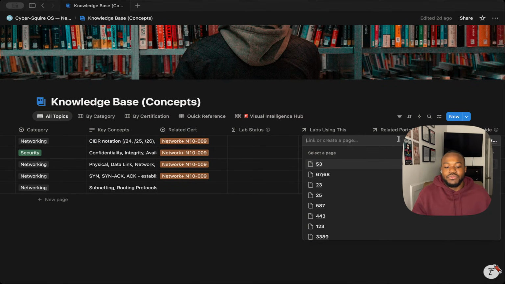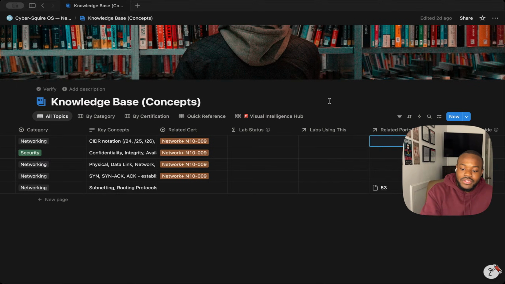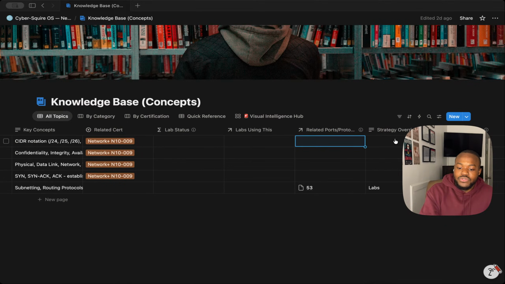What port is this related to? The subnetting, you can leave it blank, or you can leave it to a specific port number if that helps you remember where it is. And then we move into strategy override. How do we go about this? Did we just study? Did we do flashcards? This is a logic gap.